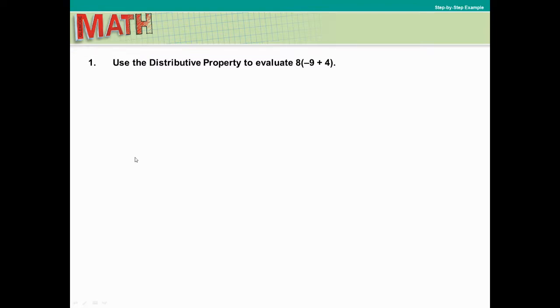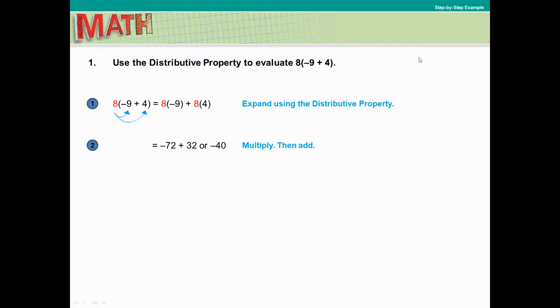So here's what happens with this. They want you to see it this way, and again, I get why they're doing it. They want you to experience the distributive property with numbers instead of variables. So we'll go ahead and do it. Expand using distributive property. So again, you can see 8 times -9 plus, remember there's a plus there, so we're going to plus 8 times 4. That equals -72 plus 32. And when you add that, it's -40.